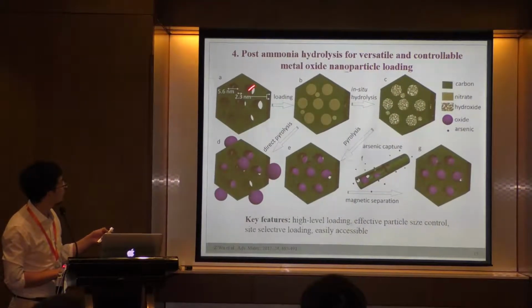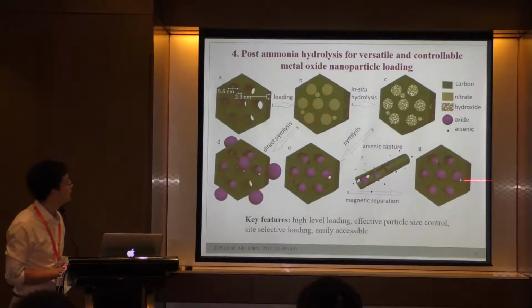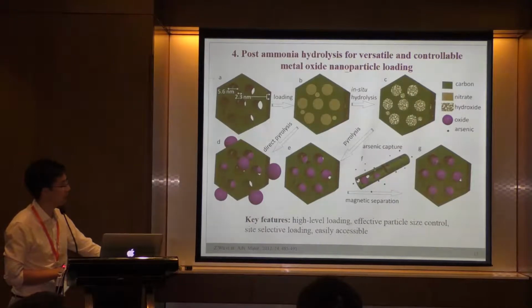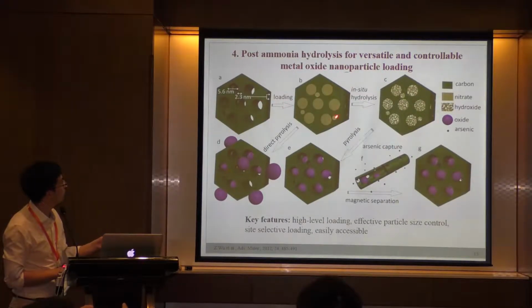So this template is very special. We have two mesopores. One is about 5.6 nanometers, and one is located in the wall of the carbon, about 2.3 nanometers. And when we synthesize some catalyst, here in this case iron oxide, because iron is a versatile catalyst. In the previous method, people normally use wet impregnation to load the iron nitrate into the support and then direct carbonization, heating the mixture.